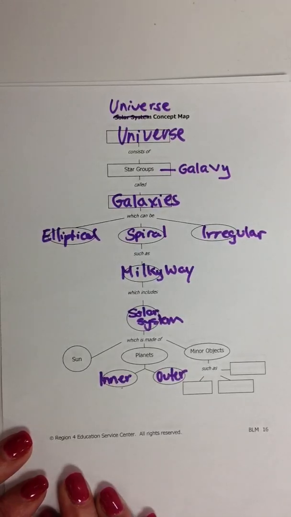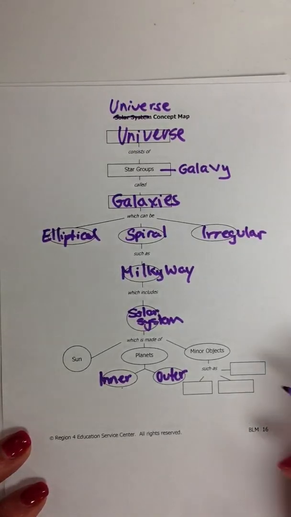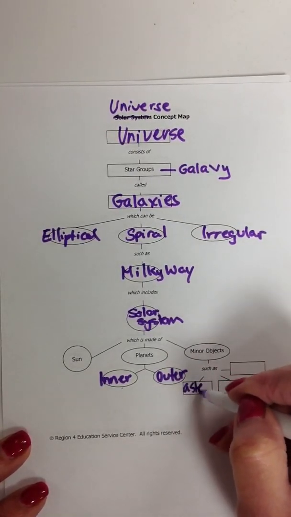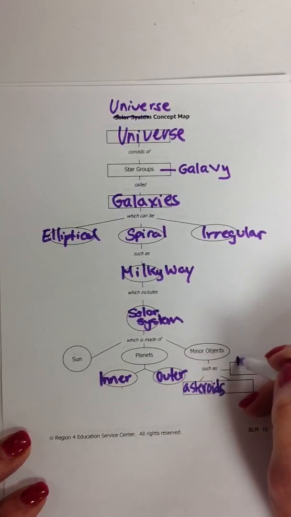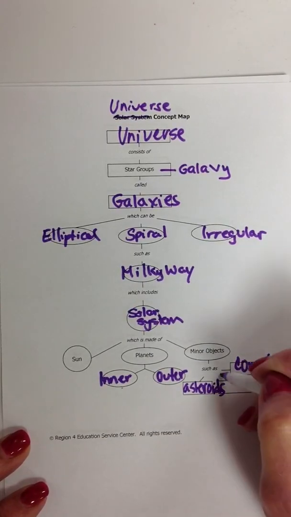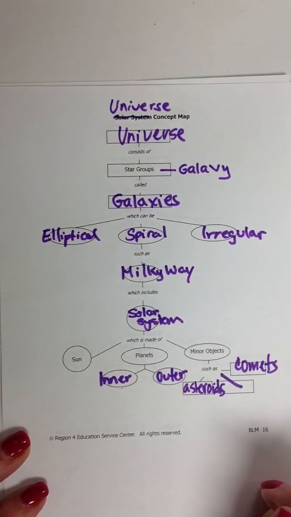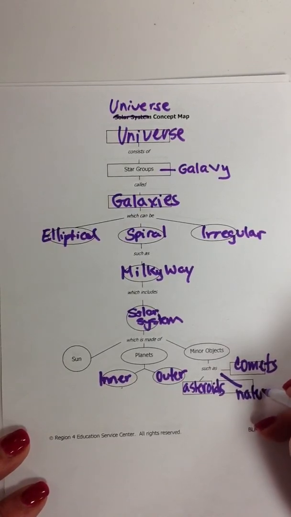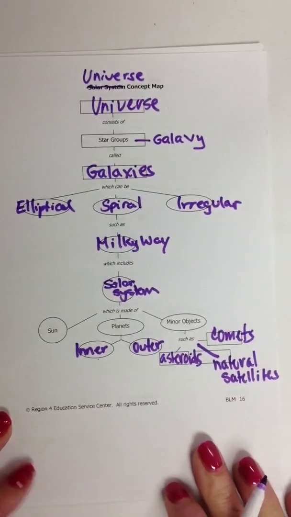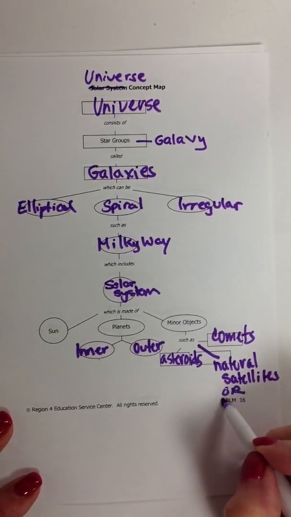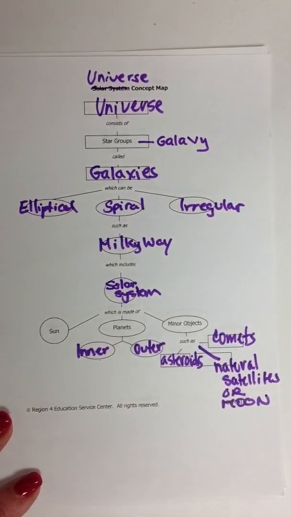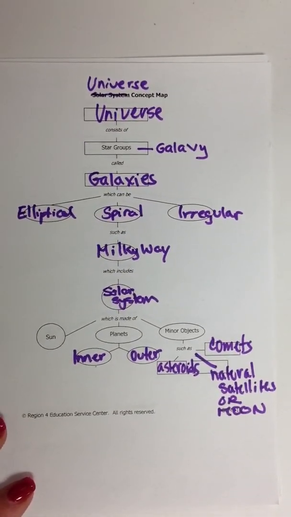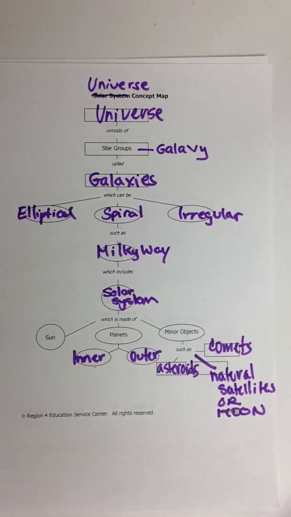Minor objects would include any of the debris that was left over from the formation of our solar system, such as asteroids, comets, and what do we have that is revolving around our Earth? Well, we have a natural satellite called the moon. So natural satellites, or moons, right? Okay. So if you got points off on the universe concept map, I hope this helps clarify that.